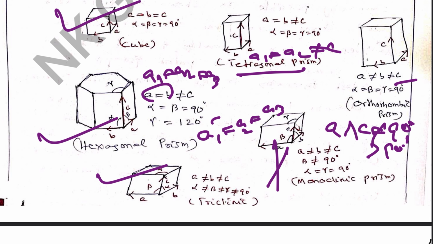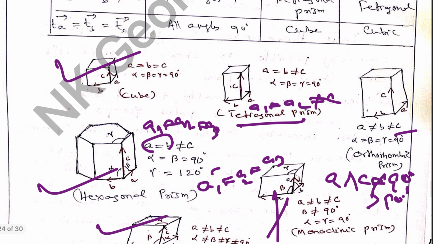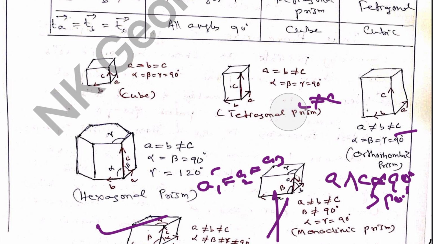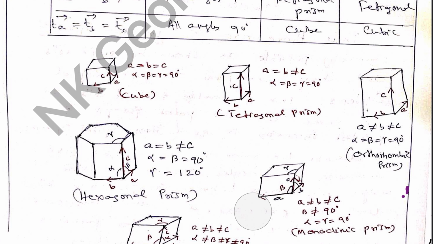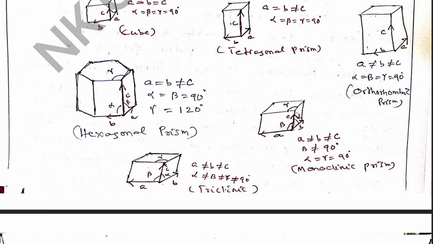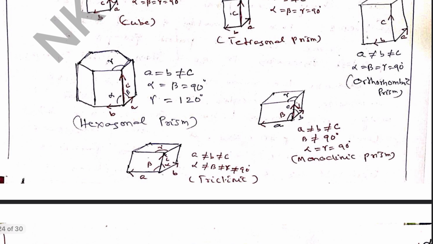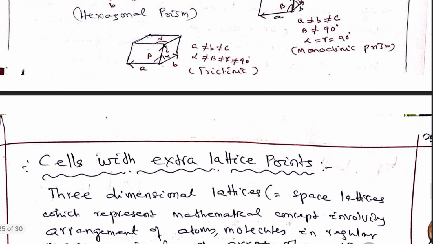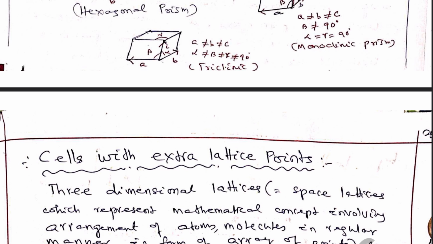This is triclinic. So these are the 6 types of unit cells corresponding to 6 crystal systems that are possible in nature, and the entire crystal kingdom is classified into these 6 crystal systems. Then let us discuss. So these are the primitive unit cells that we discussed. Now let us discuss cells with extra lattice points.